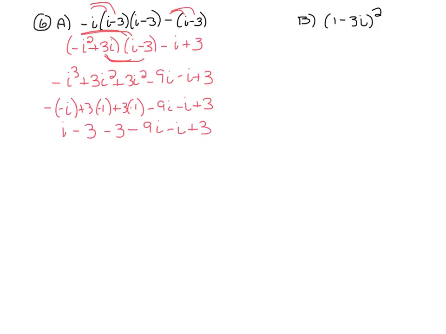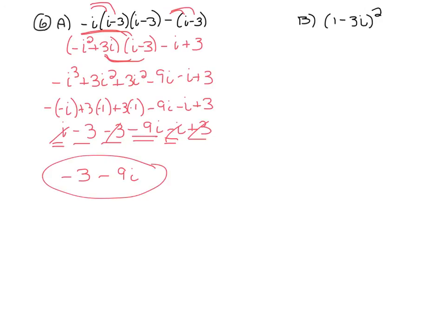And all you really have to do from here is just combine your like terms. So if we combine the numbers, we have a negative 3, a negative 3, and a positive 3. So I'll just cancel off one of the negatives with the positive, so it leaves us with a negative 3. And then when we combine our i's, we have i minus 9i minus i. I'm just going to cancel the positive and the negative again, so we can bring down the minus 9i. So it leaves us with negative 3 minus 9i.